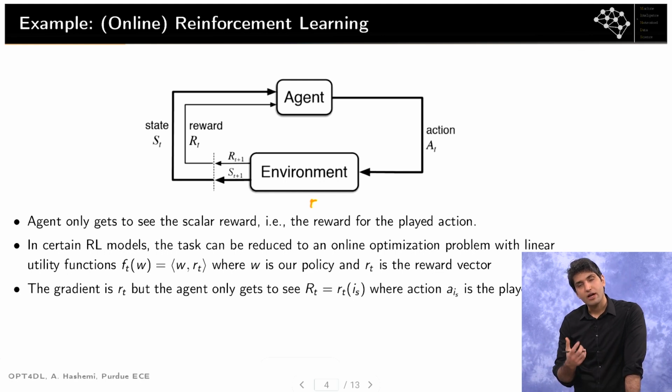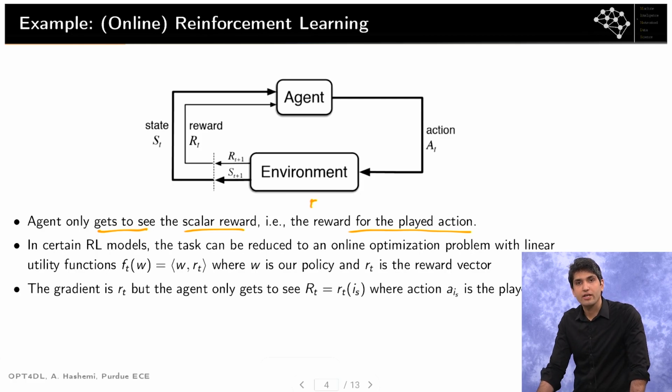The catch is that we cannot observe this signal I mentioned fully in many scenarios, especially online reinforcement learning scenarios. The idea is that the agent only gets to see the scalar reward. That is to say, it only observes the reward for the action that is played. Let's say that the agent has access to 4 alternatives: whether to go left, right, forward, or backward. So the agent can only take one of these actions.